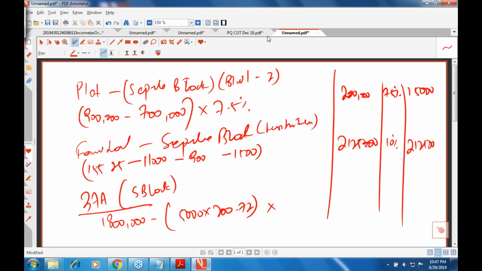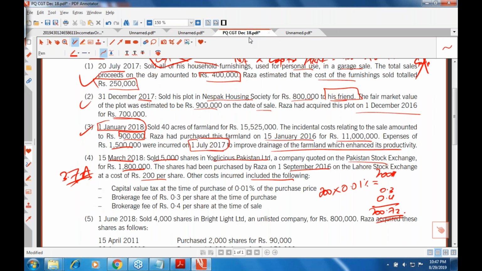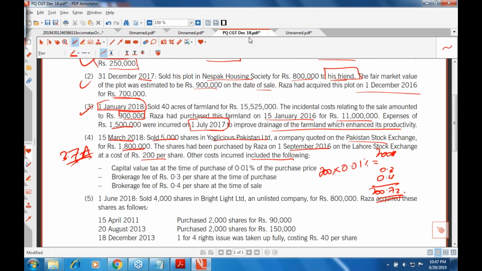And since this is being sold, you need to see the time period in which it is being sold. 15th March is when it is sold. 1st September 16 was when it was acquired. So 1st September 17 is 1 year. Then October 17, November 17, December 17, January 18, February 18, March 18. It's more than 18 months.